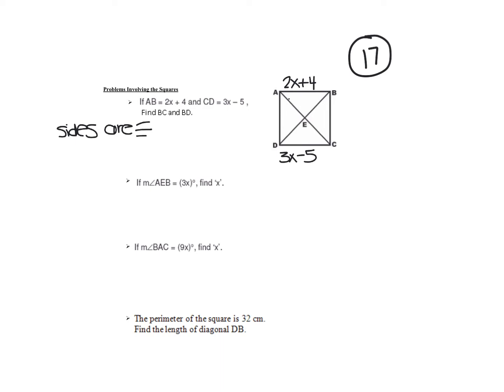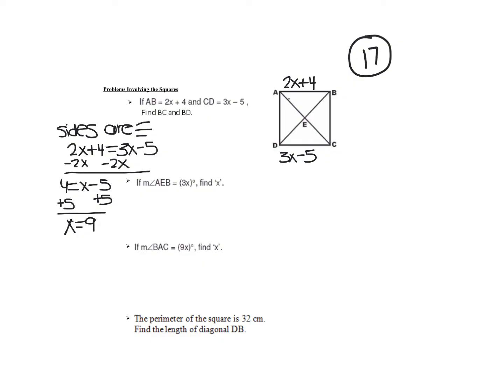and we know that the sides of a square are all congruent. So these two are going to equal each other. So 2x plus 4 equals 3x minus 5. So first step to solving here is we're going to subtract 2x from both sides, and then we're going to add 5 to both sides. So x is equal to 9.